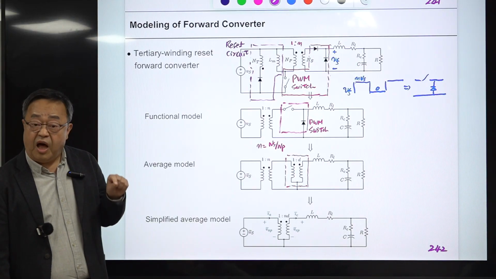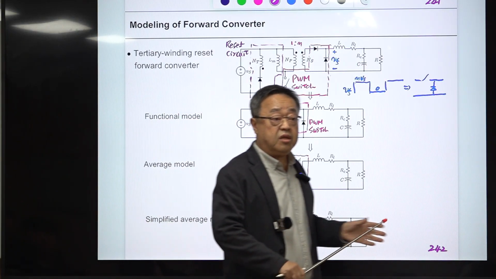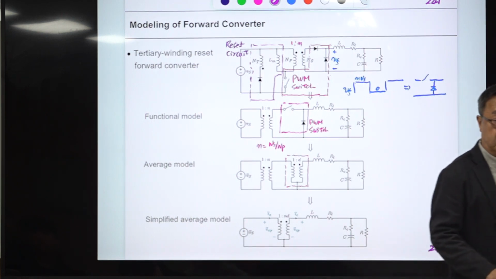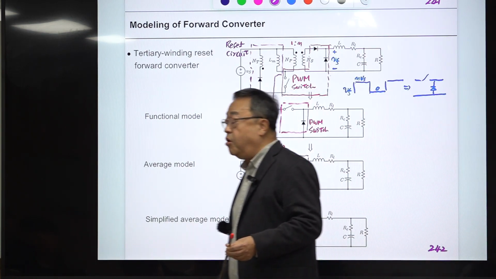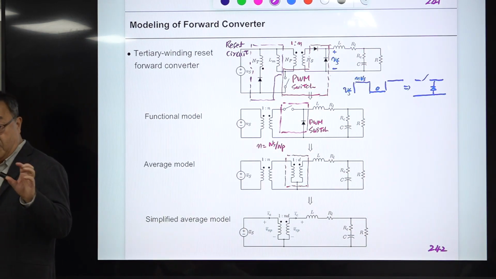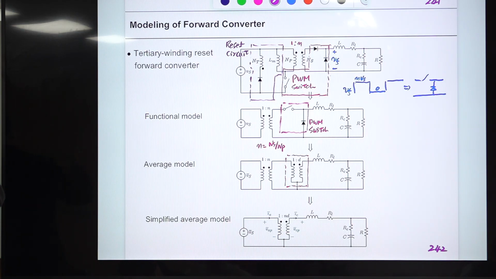In every isolated converter, it has many switches and many diodes. So the structure of the PWM switch is not apparent. But in a non-isolated converter, the structure of the PWM switch is obvious. It is there, so you just replace it. But in this converter, the situation is a little bit different. There are many switches, many diodes, and they are located at a distance with transformer isolation.